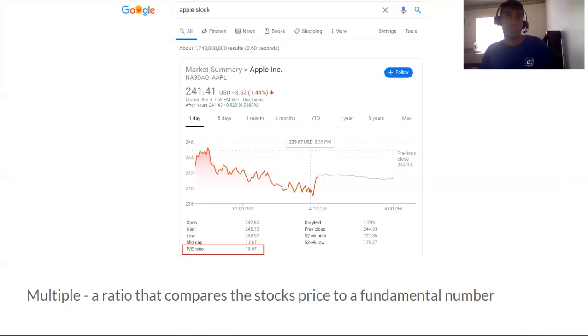There are hundreds of multiples that investors can use, such as EV to EBITDA, price to book value, EV to sales, etc. Some of the multiples are industry specific, whereas others are more broad in nature, and each carries a different implication. The PE ratio, which stands for price to earnings ratio, is one of the more straightforward and popular multiples that investors use. It's the stock price divided by the earnings per share.